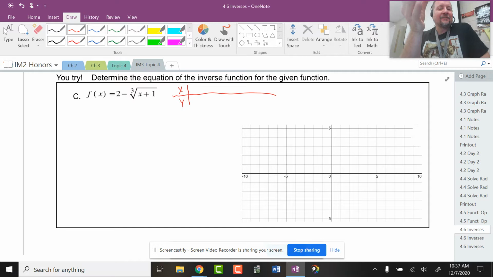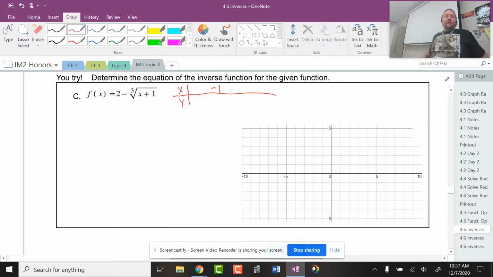1 plus 1 is 2, so I need it to be 0. So I plug in negative 1 for x. Negative 1 plus 1 is 0. What do you end up getting as an output value then? Well, that's here. This is 0, but then I still have all of this.